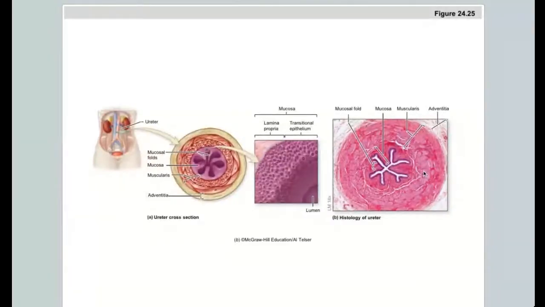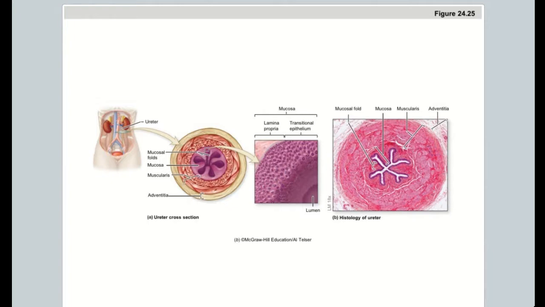This is a cross section of the ureter, and each kidney has one ureter. A ureter has a muscular layer there. If you notice, there's a muscularis layer right here. Two layers of muscularis there.